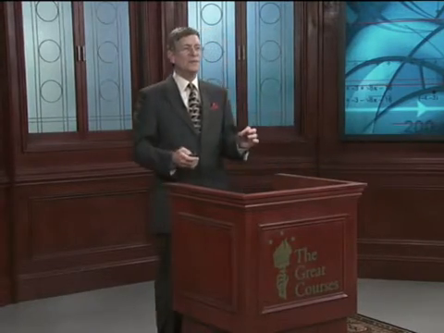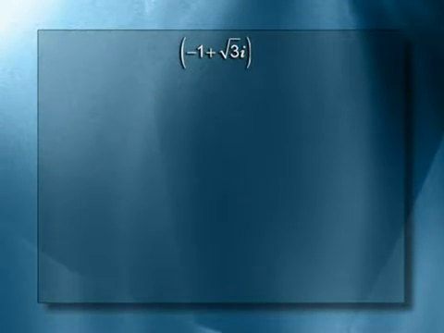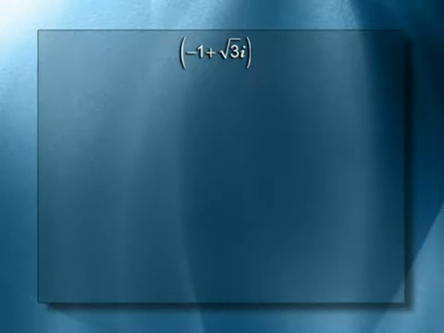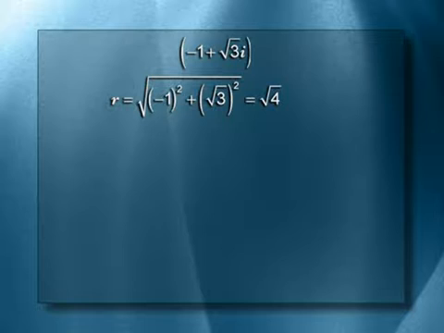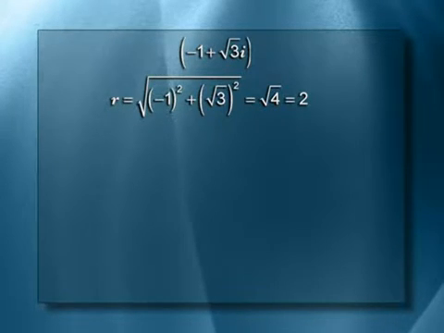Okay. First of all, we have to express our number in trigonometric form. Minus 1 plus square root of 3 i has to be transformed to trigonometric form. Well, what's its length? What's its modulus? That'll be the square root of minus 1 squared plus square root of 3 squared, which is the square root of 4, also known as 2. How about the angle?